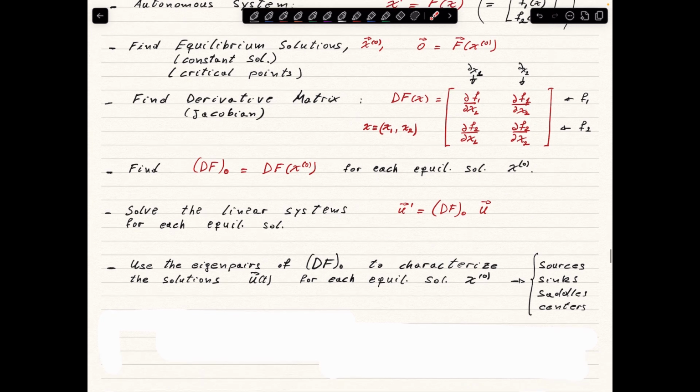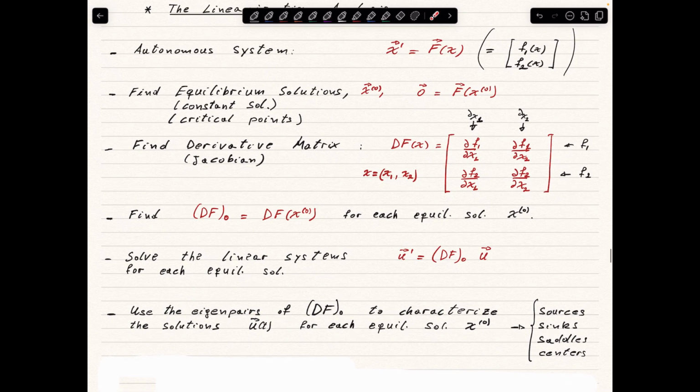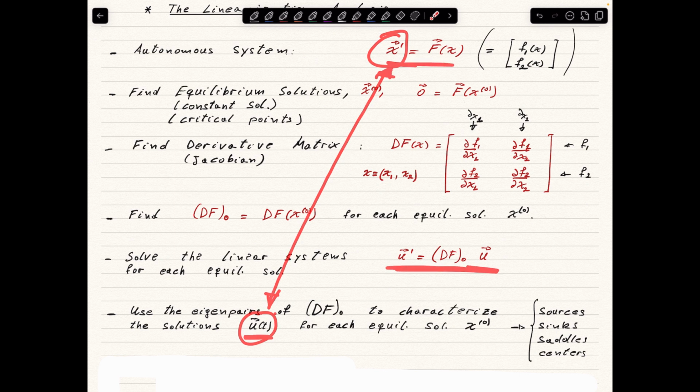And then we try to relate what happens to the solution of the linear system to what happens to the solution of the nonlinear system. We try to relate these two things. So we have computed the solution of the linear system for each critical point, and that is going to give us, sometimes, information about the solution of the nonlinear system.